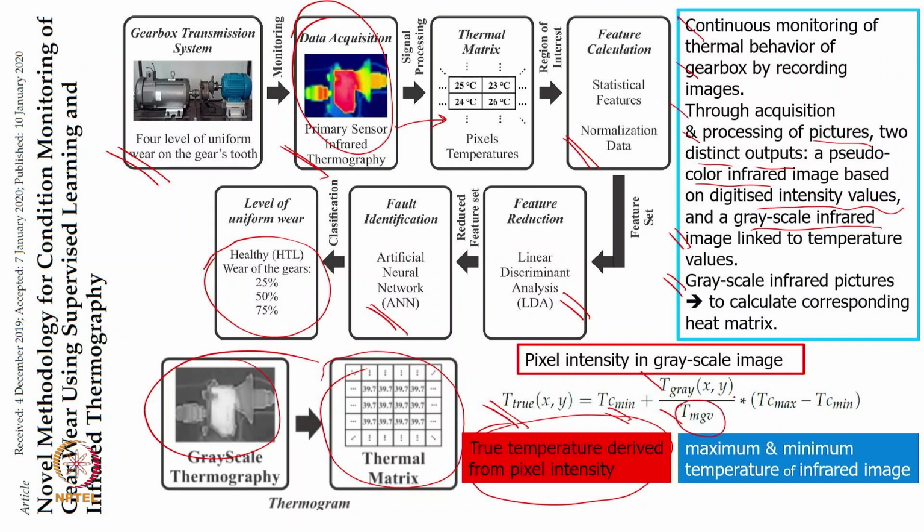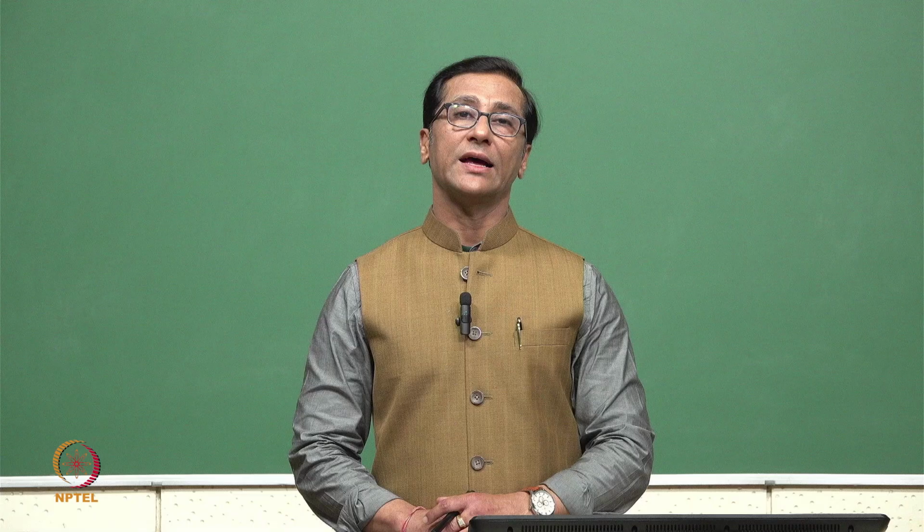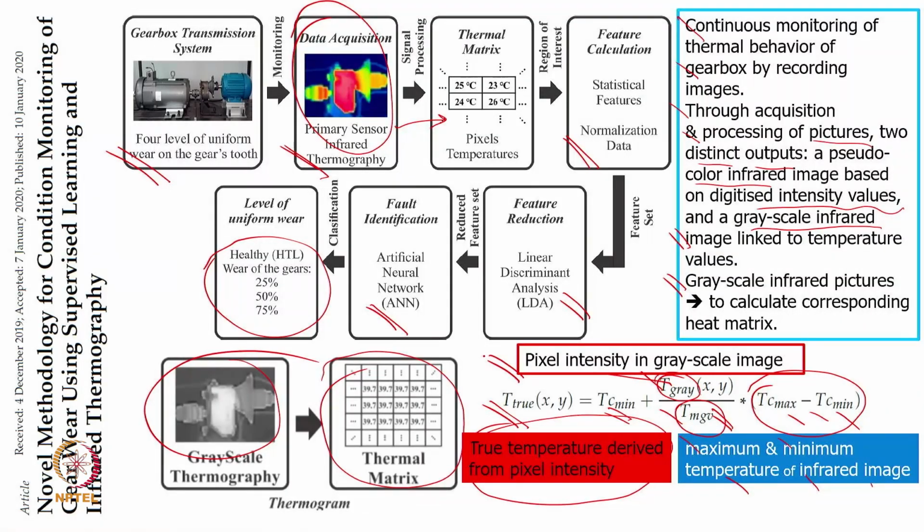This is the maximum pixel intensity, while this T gray has been derived from the image pixel intensity for the gray image. So this is the maximum, and this is one. And here T max and T minimum are the maximum and minimum temperature related to infrared images. Now these data are required. If you don't have the right calculation, then there will be problems. So this is what they use in this algorithm.